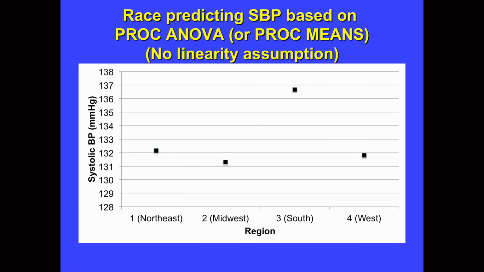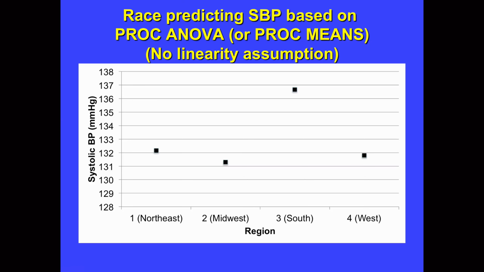Now, if we were to think about the results based on either a proc ANOVA or even a very simple proc means, which simply would tell us what is mean systolic blood pressure in the different regions, this is the pattern we see. These are mean systolic blood pressures in the Northeast, Midwest, South, and the West in this data set, unadjusted for any other variables in the data set.